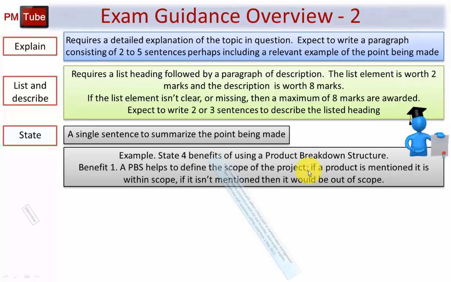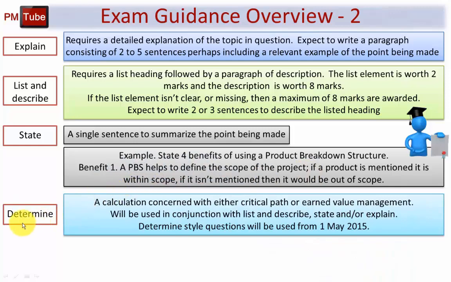Another exam type of question is where the examiner uses the word determine. This is a new type and will not be used on any exams before the 1st of May 2015. And this refers to a calculation type question, and therefore a determine question will only be used for either a critical path type question where you need to calculate the critical path or some aspects of it, or earned value management. Now a determine type question will be used in conjunction with list and describe, state and or explain. But if you're taking the exam before the 1st of May, you will not come across any determine style questions.